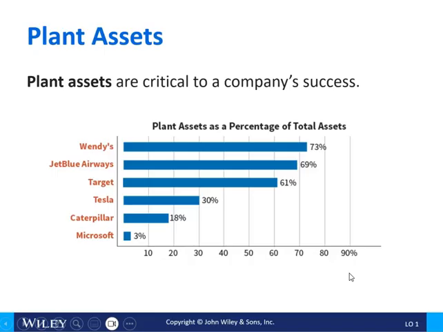A lot of what Microsoft has is software. And software isn't necessarily a tangible asset. And in intellectual property, they've got patents. Those would be considered intangible assets that we'll talk about later in this chapter. So it makes sense that they have a much smaller plant assets as a percentage of total assets.